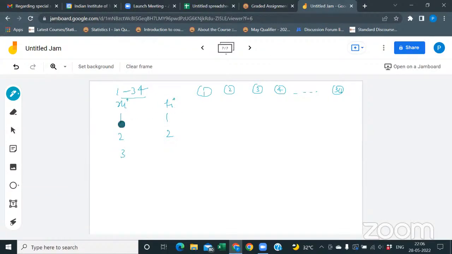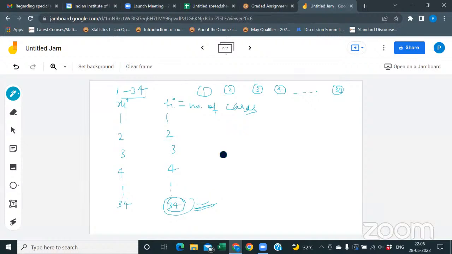Suppose the number on the card is 1, that means 1 card. Number on the card is 2, that means 2 cards, and so on up to 34. So we can get the mode. The mode will be 34. Because what is fi? fi is the number of cards, the number of occurrences. So the number of occurrences is 34. 34 will be the mode.